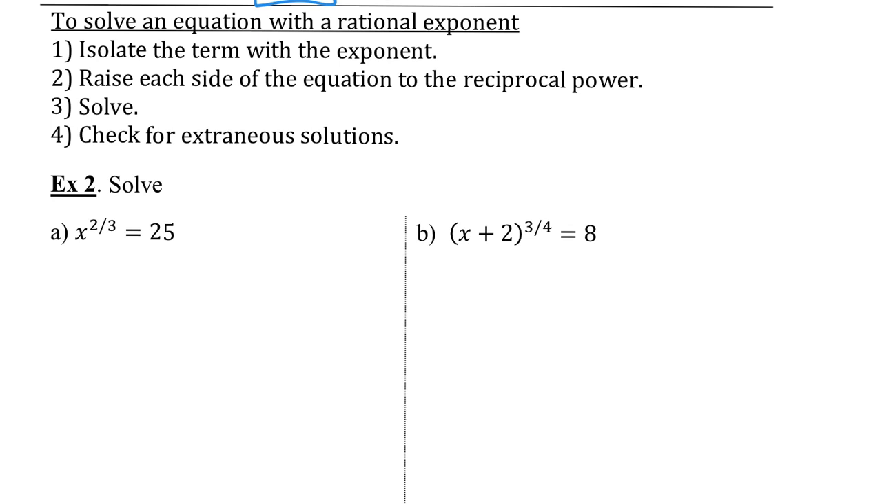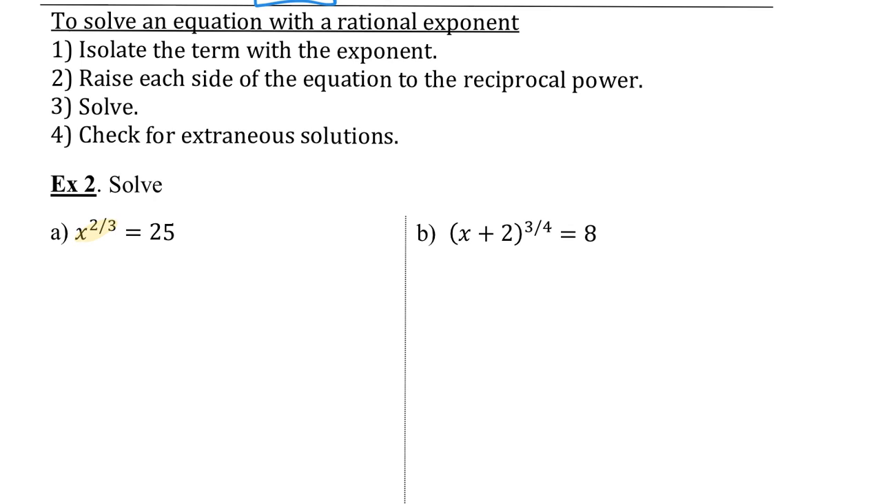Okay, so this is another strategy we could use. One, I'm going to isolate the term with the exponent. Two, I'm going to raise each side of the equation to the reciprocal power, solve, and check for extraneous solutions. Although checking for extraneous solutions is really for when it's an even root. That's the truth. Okay, so I'm going to isolate the term with the exponent. This is the term with the exponent.